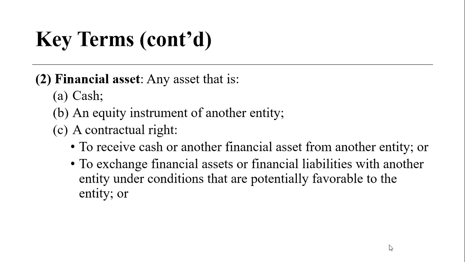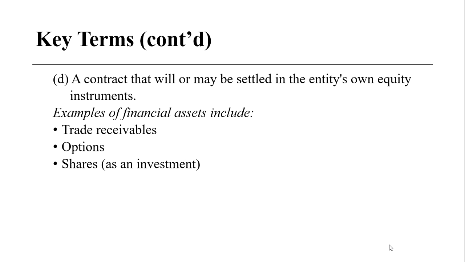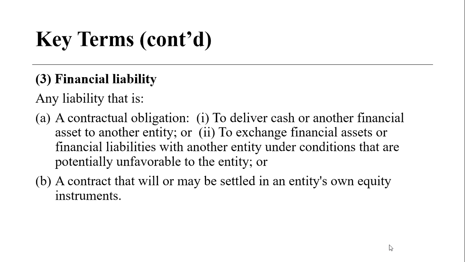We have a financial asset. What is it? A financial asset is any asset that is, number 1, cash, and number 2, an equity instrument of another entity. In other words, you could have bought some shares in another entity. And then C says the contractual right to receive cash or another financial asset from another entity, or to exchange financial assets or financial liabilities with another entity under conditions that are potentially favorable. Examples of financial assets include trade receivables, options, shares as an investment.